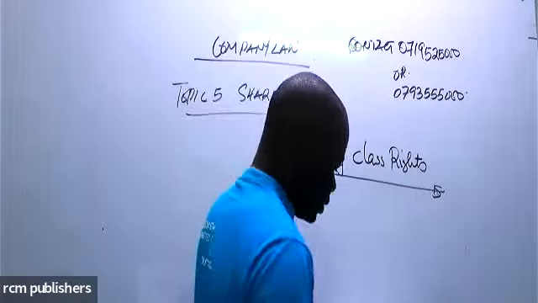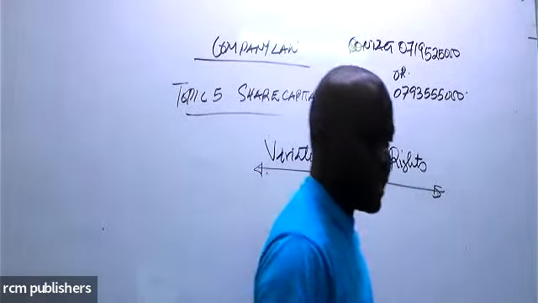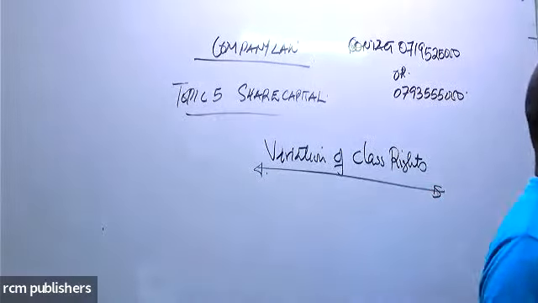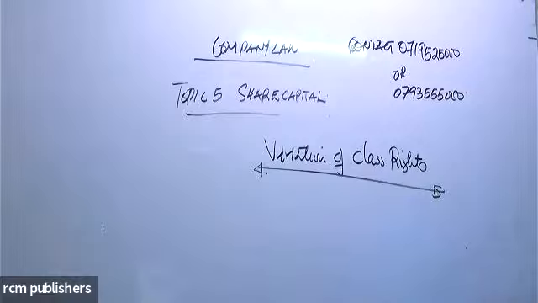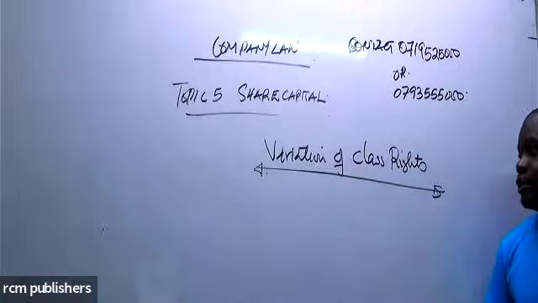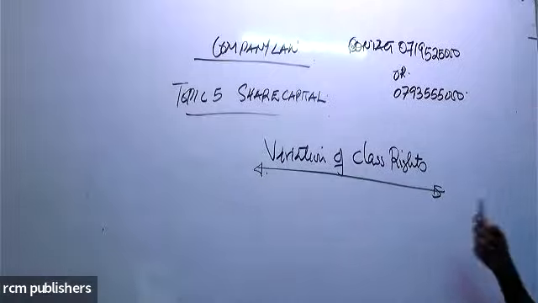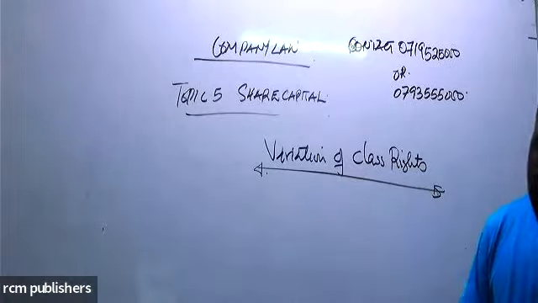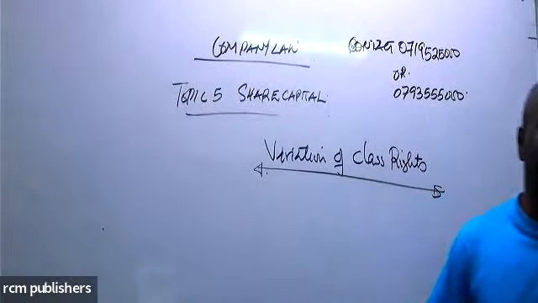When you talk about class rights, these are simply rights attached to a class of shares. For example, we talk about rights of a member of a company, rights of a shareholder of a company. And of course, you can have different classes of shares in a company.